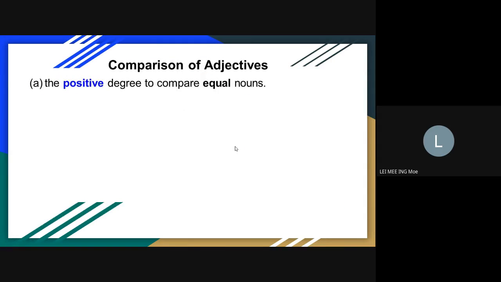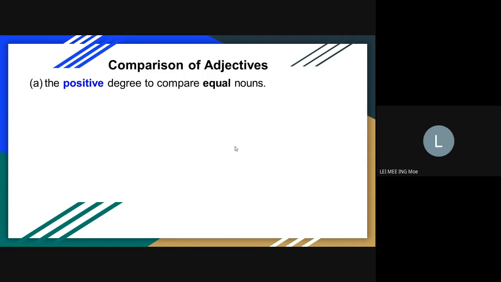So, comparison of adjectives. From the video just now, you know that we have 3 degrees of comparison of adjectives. The first one is the positive degree, where we compare equal nouns. Equal here means the same. They are the same size, the same color or shape or condition. So here we use a positive degree.